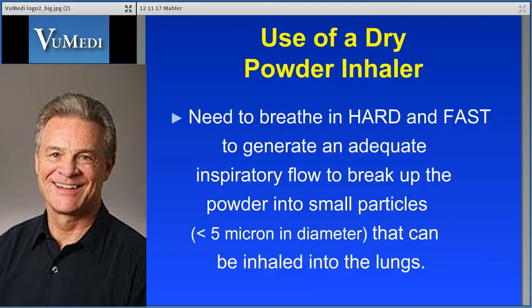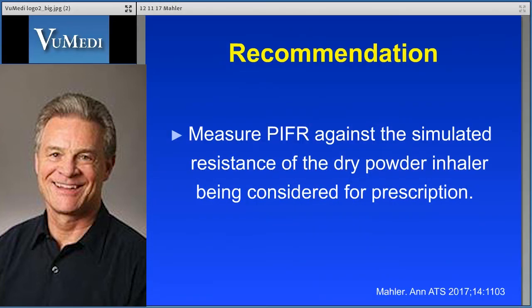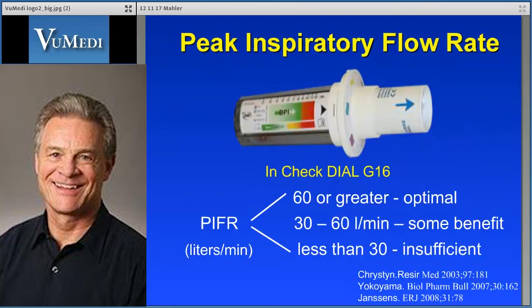The recommendation is to measure the peak inspiratory flow rate against the simulated resistance of the dry powder inhaler being considered for prescription. Peak inspiratory flow rate can be measured by different devices. Shown here is one of these devices called the In-Check Dial G16. If the peak flow against the simulated resistance of the dry powder inhaler being considered is 60 liters a minute or greater, that is considered optimal for inhaling the powder out of the device.